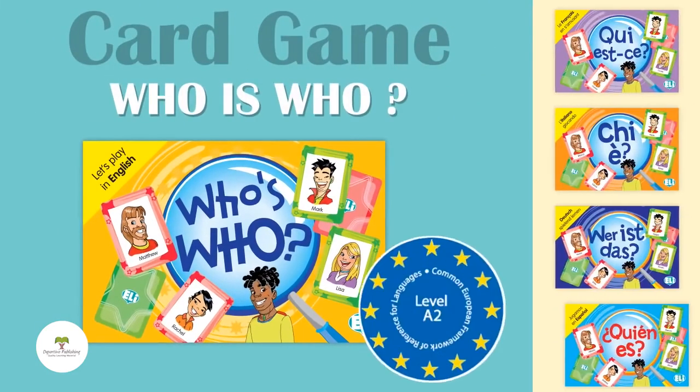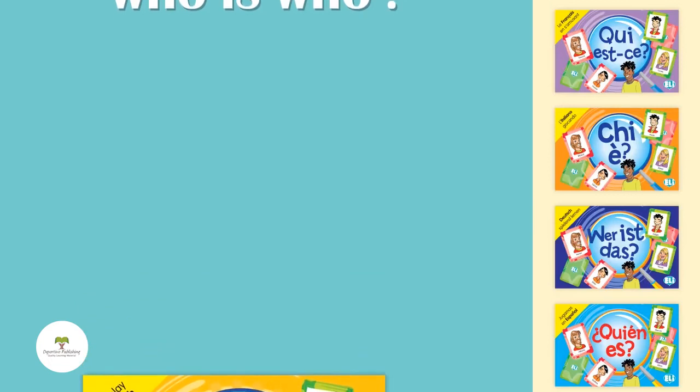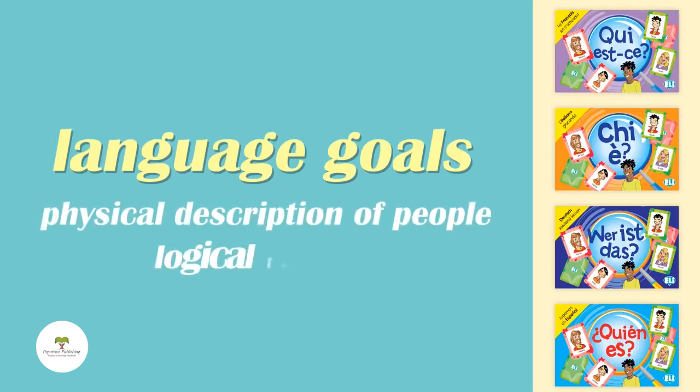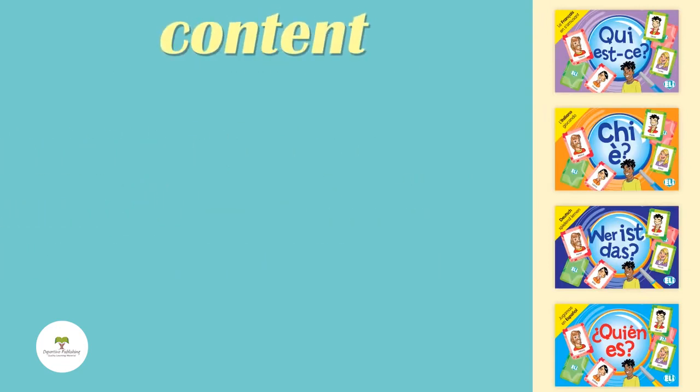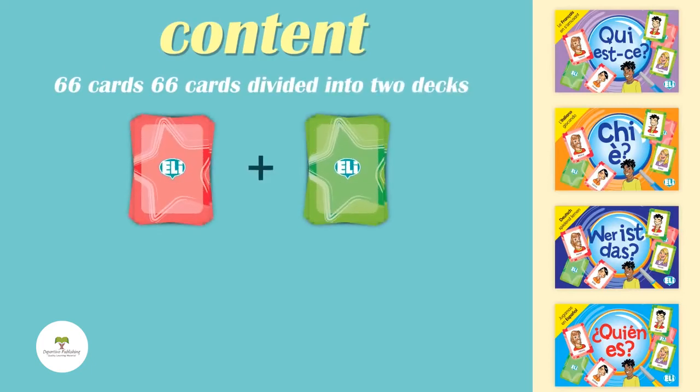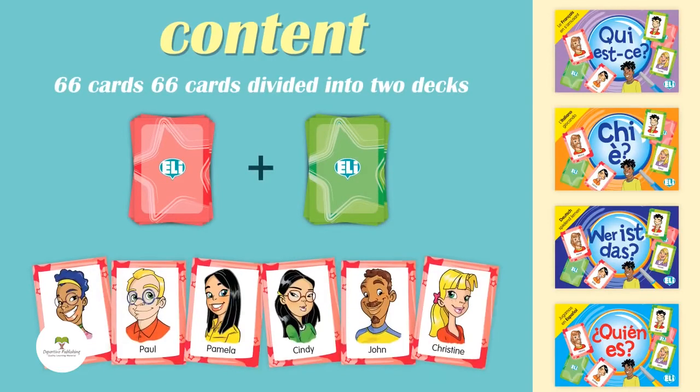Next, a card game. Who is Who? A2 level. It's a game of deduction and investigation, ideal for learning vocabulary and structures related to the physical description of people and for developing logical thinking. The box contains 66 cards, divided into 2 identical but differently coloured decks. The cards represent various characters, all with specific physical elements. Some faces are similar, but differ in details.